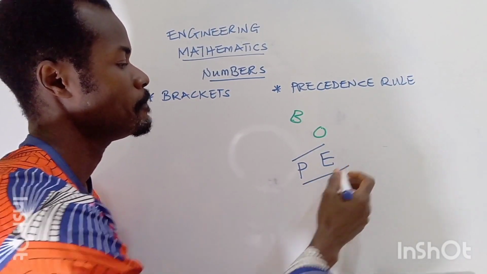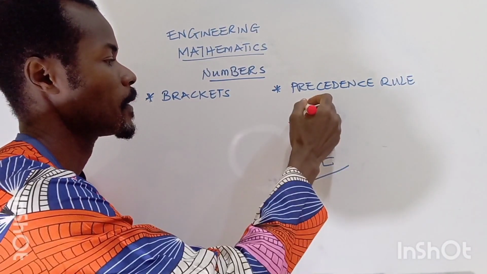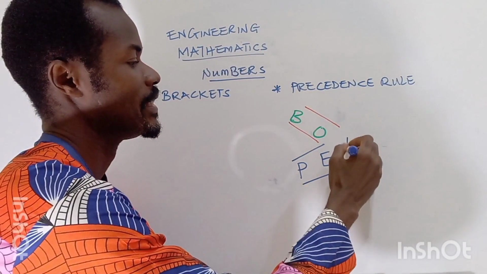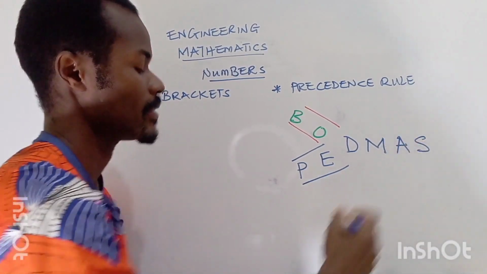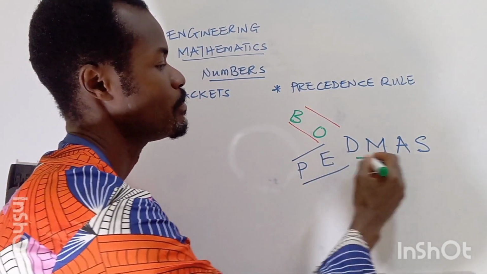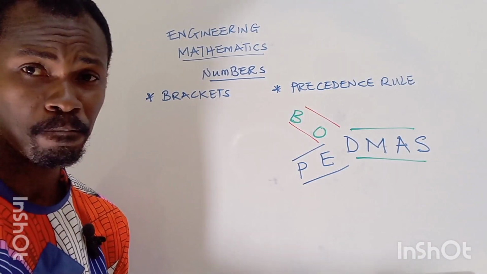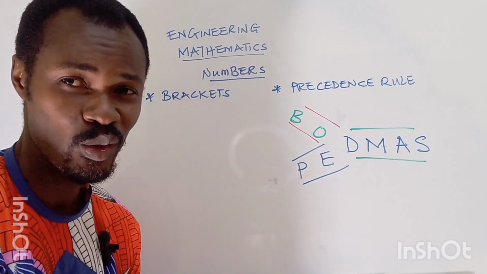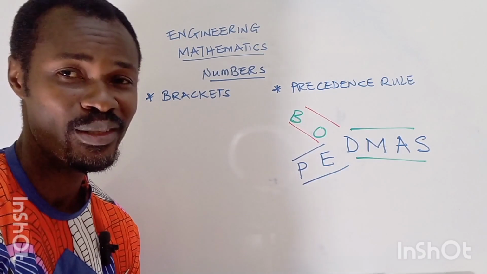So we have PE, or we have BO. Then we have D and M, A and S. We simply call this PEDMAS or BODMAS. So in maths, you want to be solving problems following the precedence rule, the order with which you have to solve your basic operations.